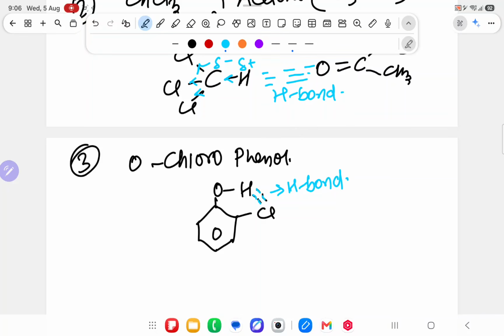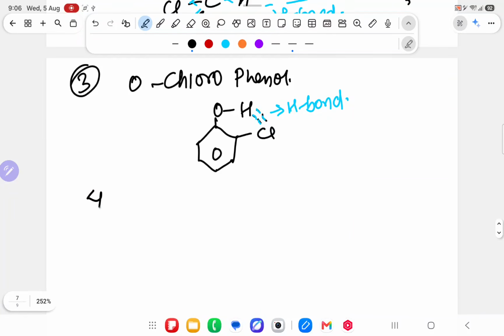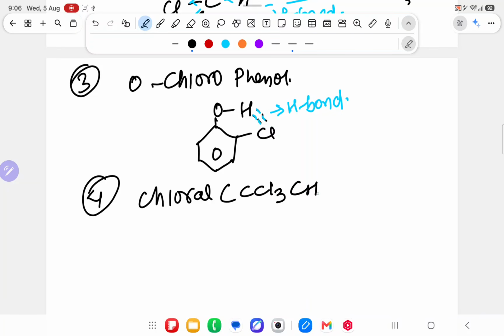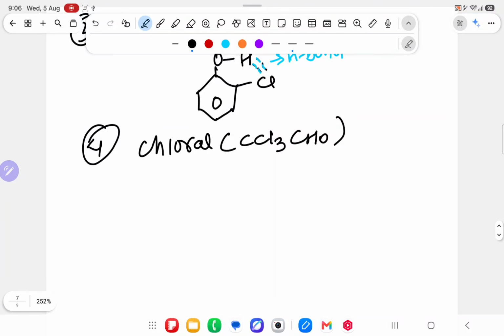Just a little bit more. After that the question will be done. And each and every example you have to learn. You have to understand which of the following will show it. You have to see it very properly. Fourth example is the example of chloral. Chloral has the formula CCl3CHO. What will happen?